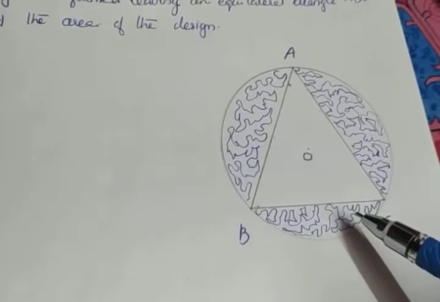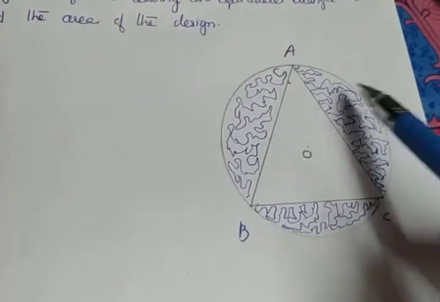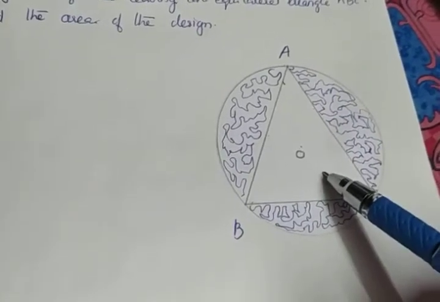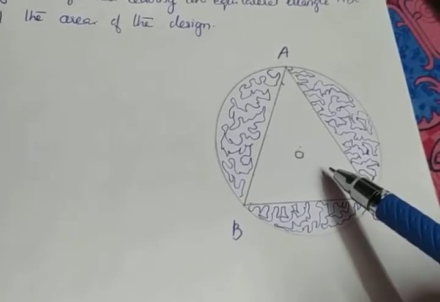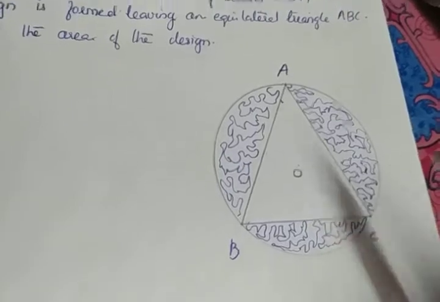So it is clear from the figure that to find the area of the design, we have to find the area of the circle, and from the area of the circle, we have to subtract the area of the triangle. What is the characteristic of this triangle? It's an equilateral triangle. That means all sides are equal. Okay, so we will start.